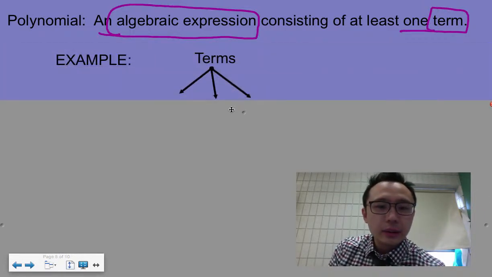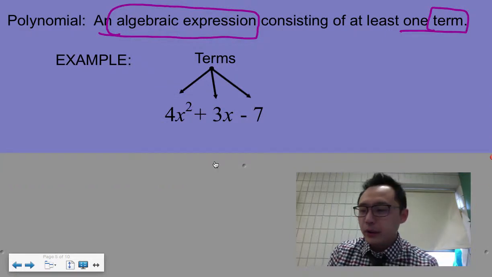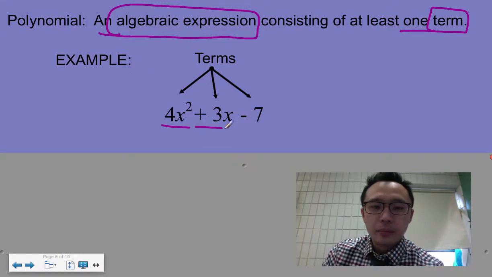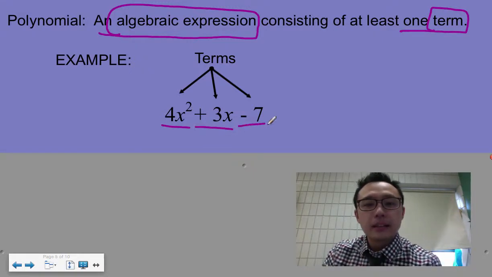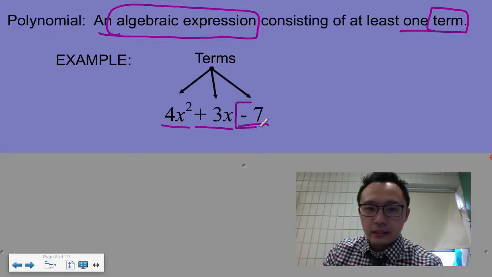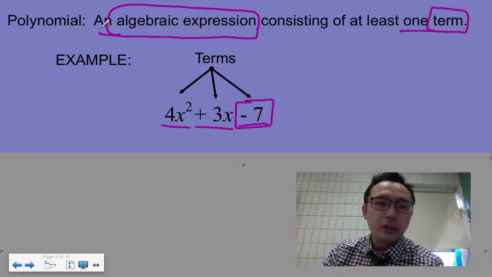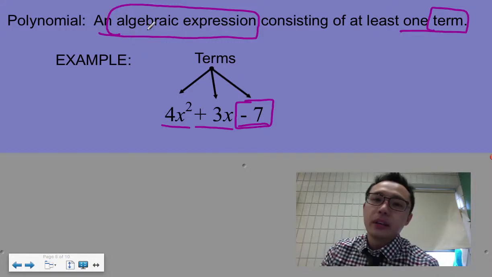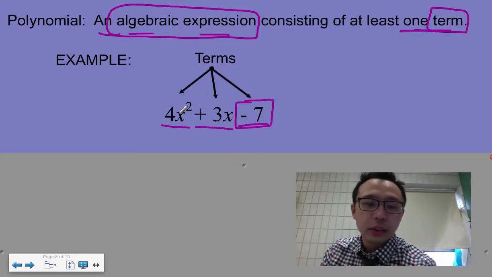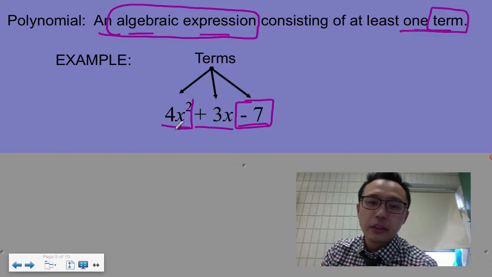So as I reveal more of this, here's an algebraic expression. We have 4x squared plus 3x and minus 7, or subtract 7. Each of these things is called a term. So if you look back at the polynomial definition, it is an algebraic expression consisting of at least one term. Does this one have at least one term? Yeah, so this is a polynomial.